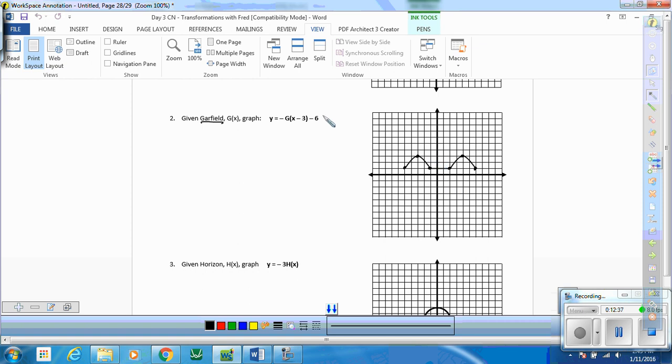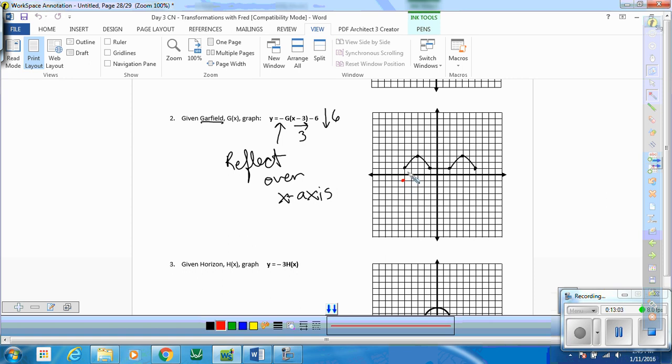What do I want to happen? I'm going to go down 6. I'm going to go right 3. And then I have to remember this is going to be a reflection, but it's outside the function. So we are going to reflect over the x-axis. So of those 3 things, this is probably what I want to do first. Get the reflection out of the way.